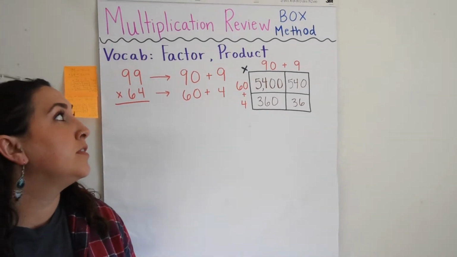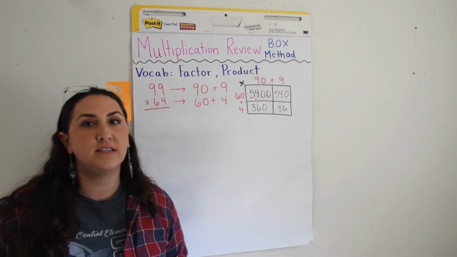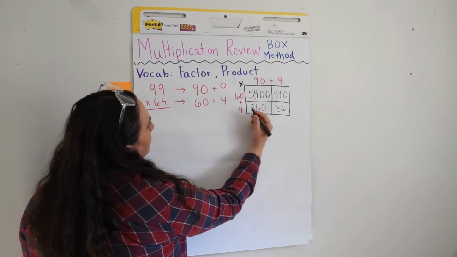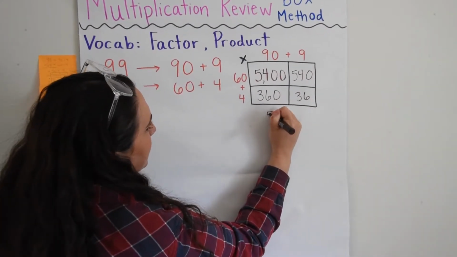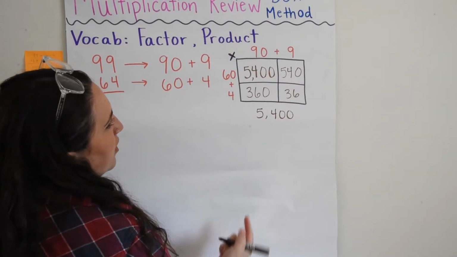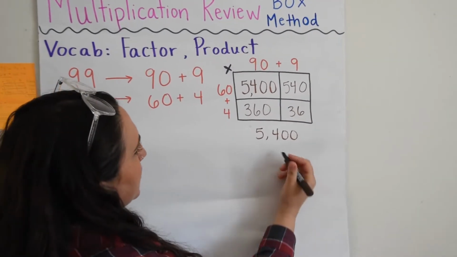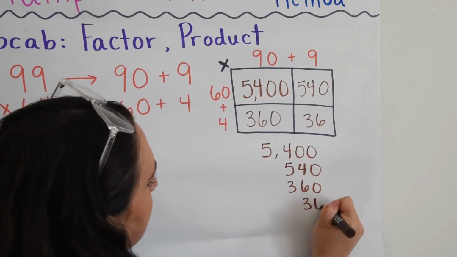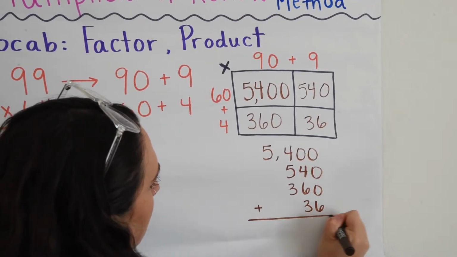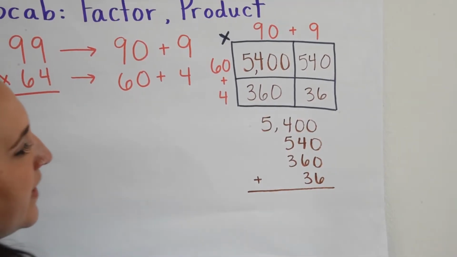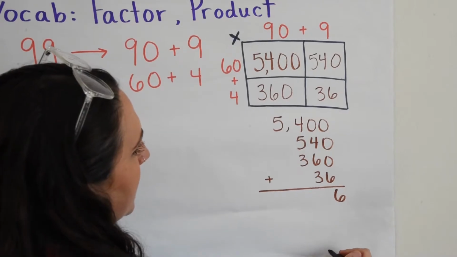It's going to be very important that as we start adding these numbers up, we are making sure we're lining them up correctly. So I'm going to come right here. I like starting with my biggest number and going down to my smallest. So 5,400, 540, 360, and 36. As you can see, my numbers are lined up based on their place value.